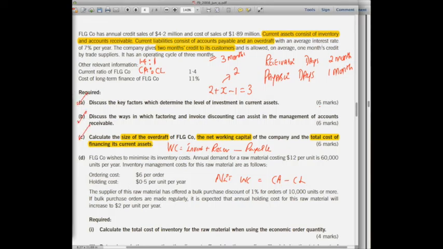Part D is from which section? Inventory, isn't it? Fine. Read that question. FLG company wishes to minimize its inventory cost. Annual demand for a raw material costing 12 per unit is 60,000 units per year. Inventory management costs for this raw material are as follows. What is the ordering cost? 6 per order. And the holding cost 0.5. The supplier of this raw material has offered a bulk purchase discount of 1% for orders of 10,000 units or more. If bulk purchase orders are made regularly, it is expected that the annual holding cost for this raw material will be 2 per unit per year.